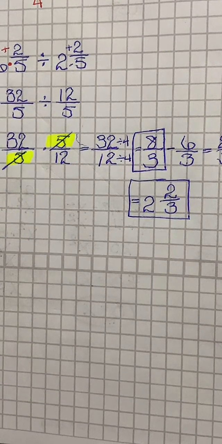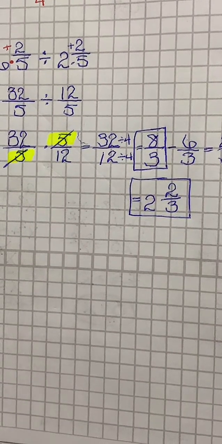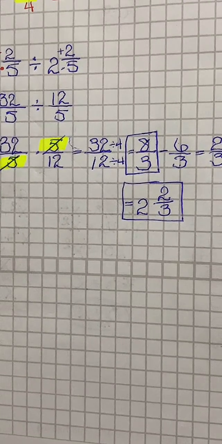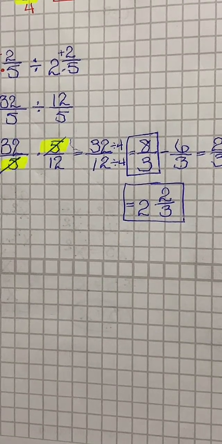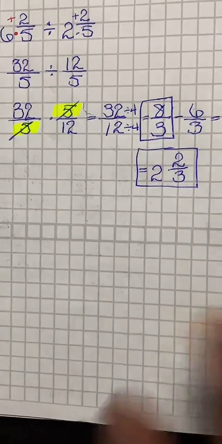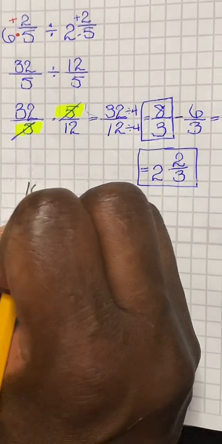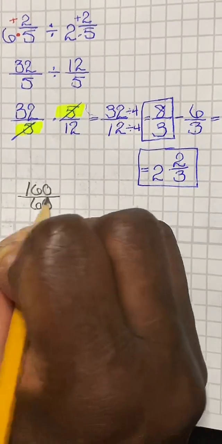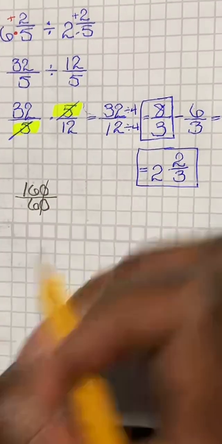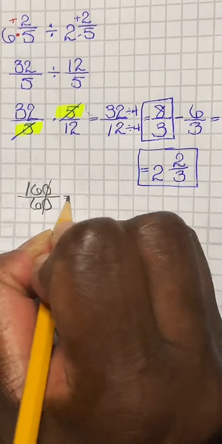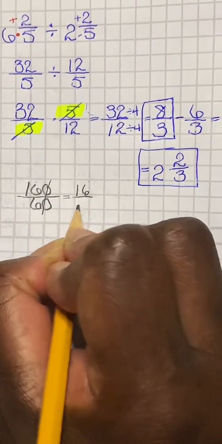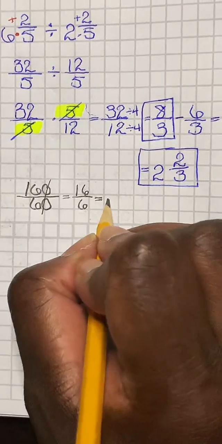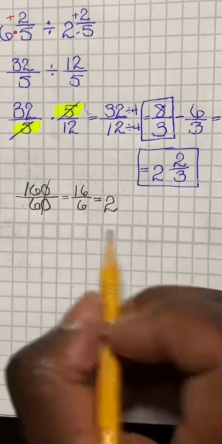So if you got 160 divided by 60, let me see if I can put this in a different color. I'll just use pencil. So if you wanted to do 160 divided by 60, first off, I can cancel out my zeros. So that would give me 16 over 6. So how many 6s can go into 16? 2, which is 12.